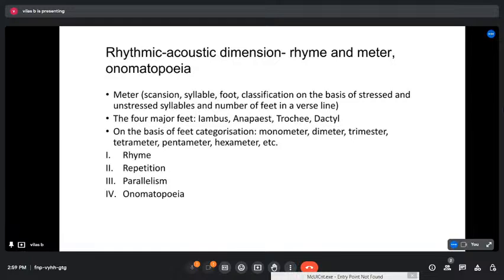Trochee has two syllables: one stressed followed by unstressed. The fourth one is dactyl or dactylic: one stressed syllable followed by two unstressed syllables. So you'll find all this. There are other three-syllable feet and four-syllable feet. There is a major list of all these, but these four are the most important. What I feel is that you can go ahead with the details.